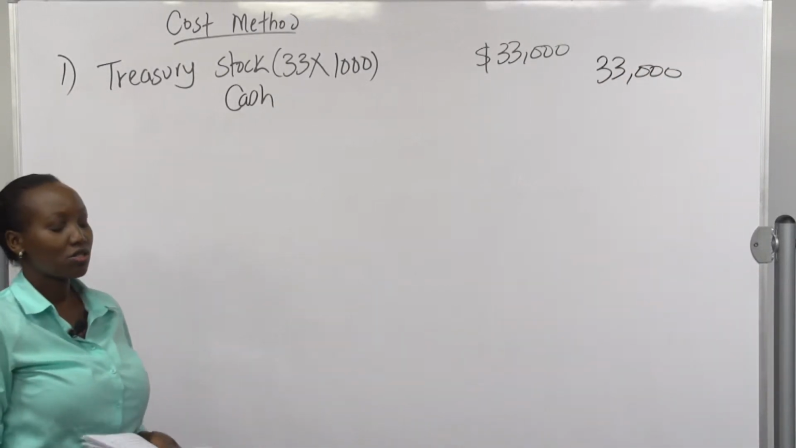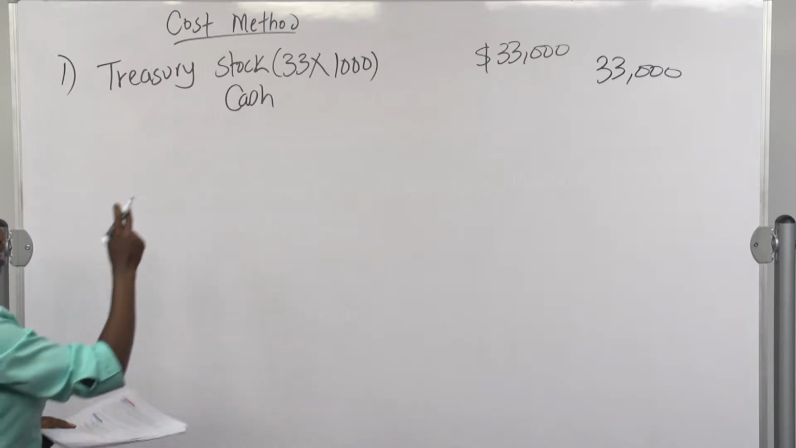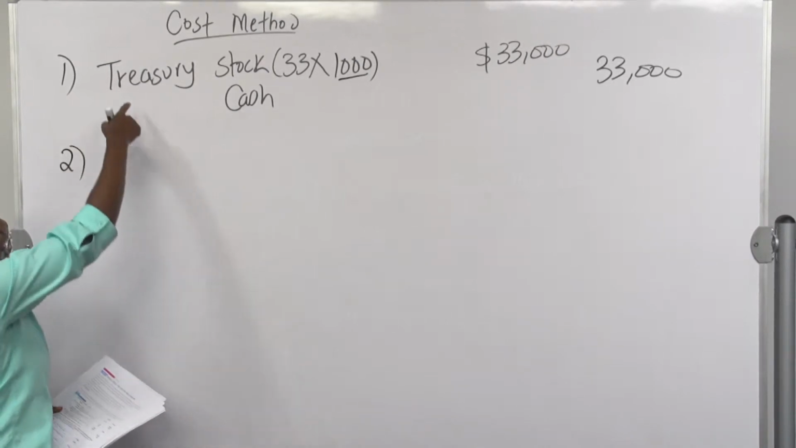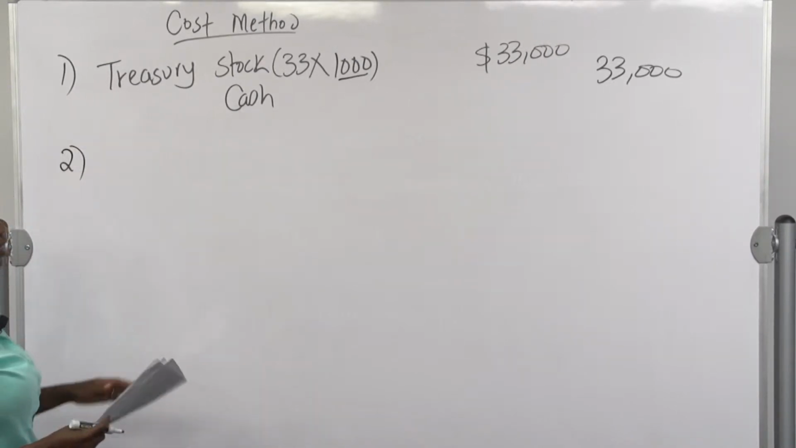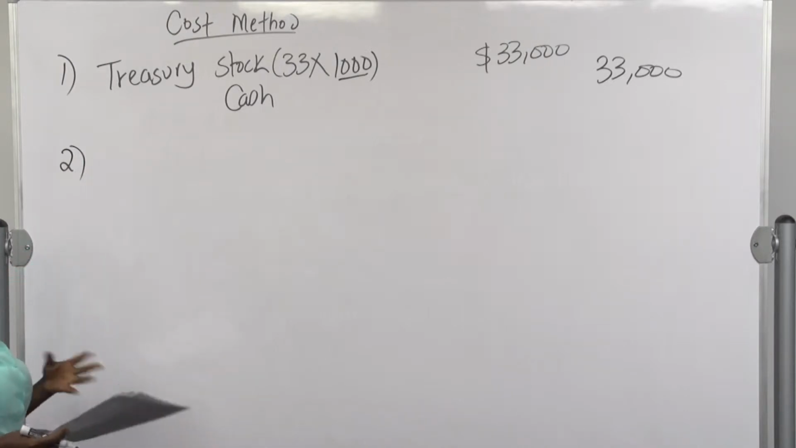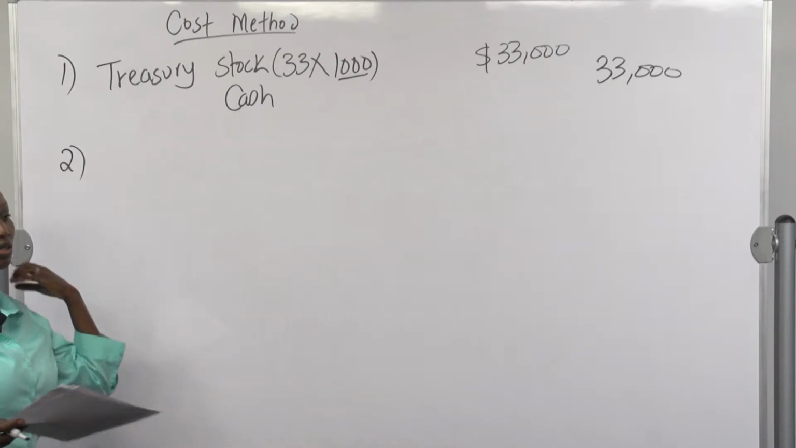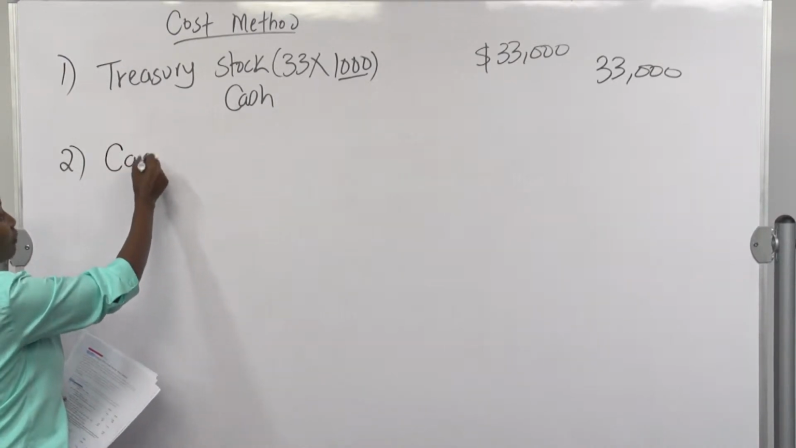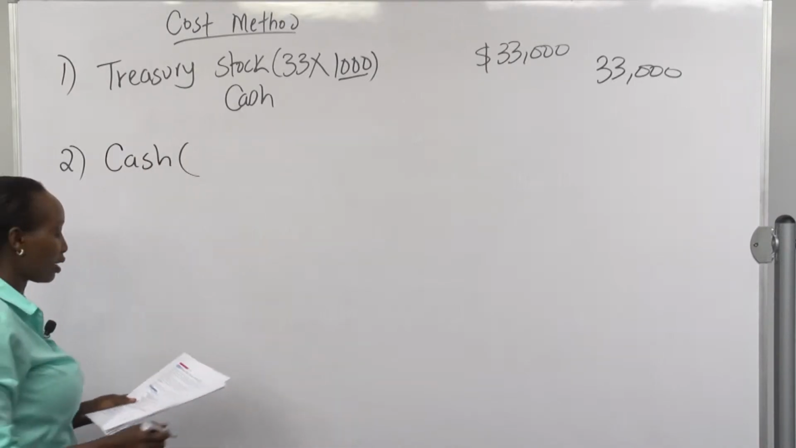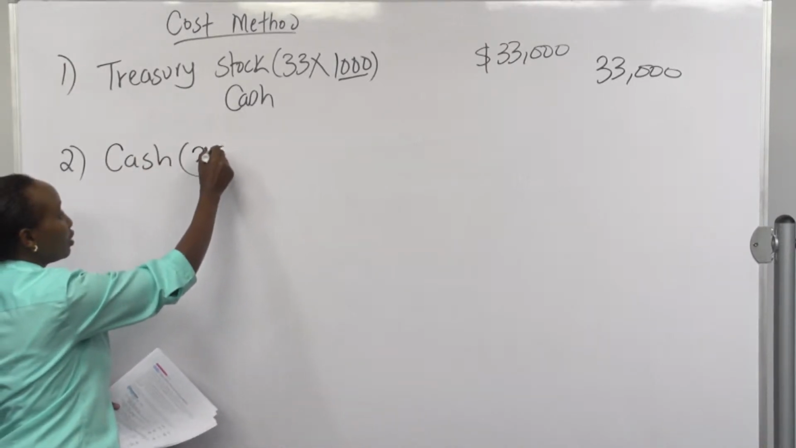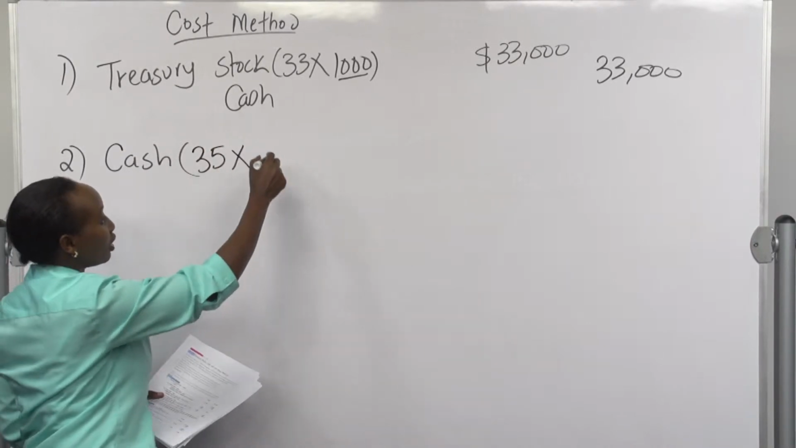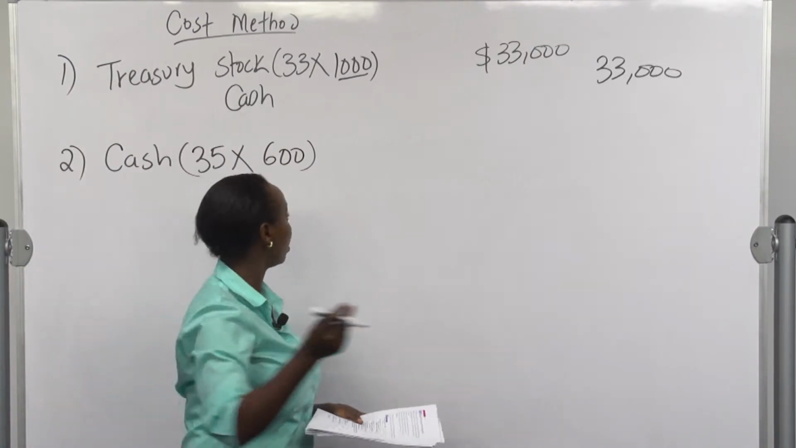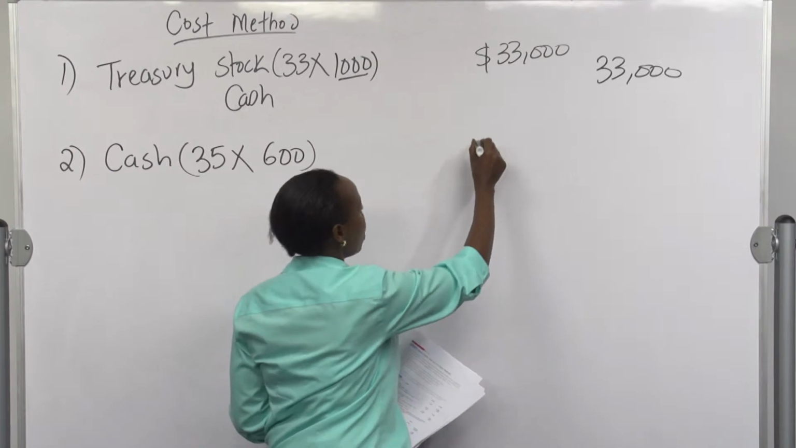And the next transaction, we reissued 600 out of this 1,000 shares. So when we reissue it, we're going to remove it out of the treasury bucket, and we reissued it for $35 a share. So we sold them out. We get cash for it, at a price of $35 a share, and it's 600 shares that we reissued. So that's a debit to cash for $21,000.